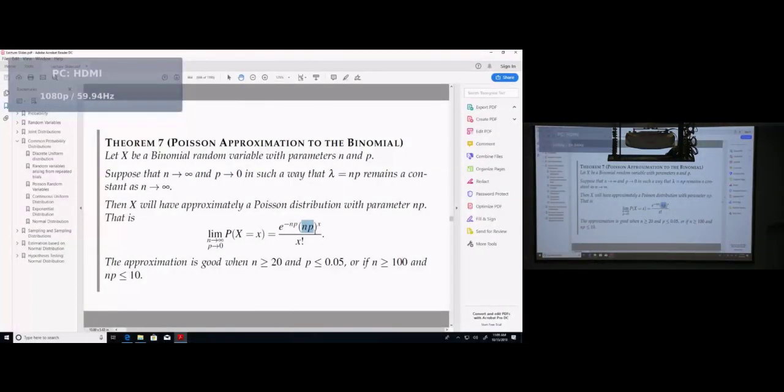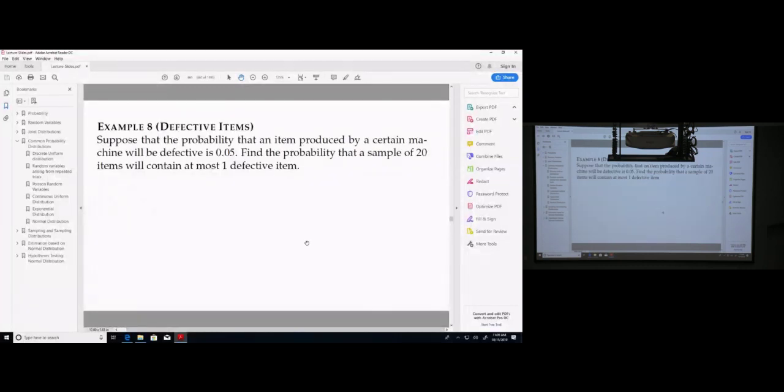Okay. So, but this typo you really need to change because it doesn't make sense. So the defective items. Suppose that the probability that an item produced by a certain machine will be defective is 5%, and find the probability that a sample of 20 items will contain at most 1 defective item. Now this is actually a binomial, so we can calculate the binomial.